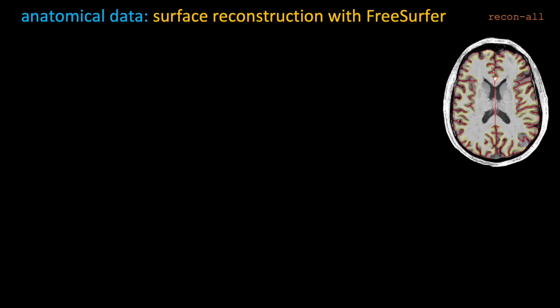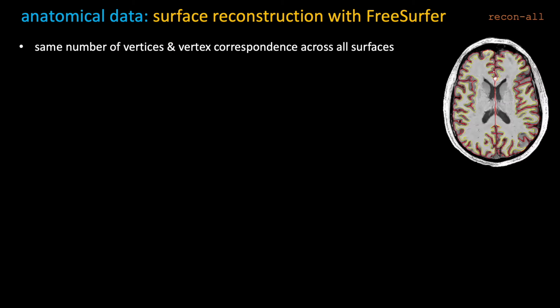And what's important to mention, and I'll probably mention a few times during this talk, is that we have the same number of vertices and we have vertex correspondence across all the surfaces. So white matter, PL surface, also inflated surface or sphere, they all have corresponding vertices in any location that you look.